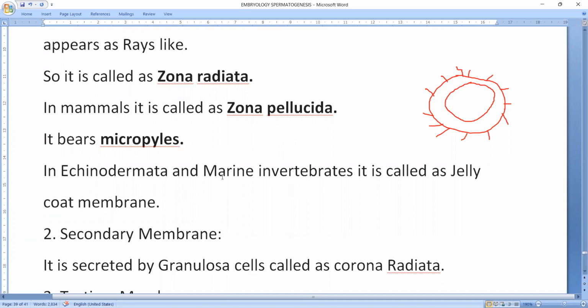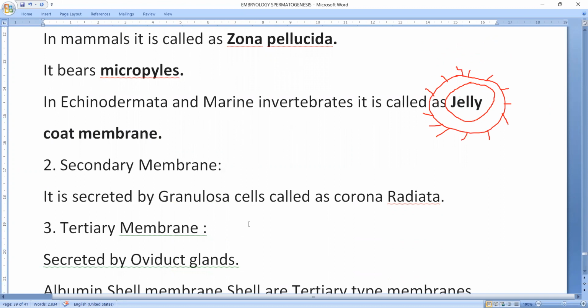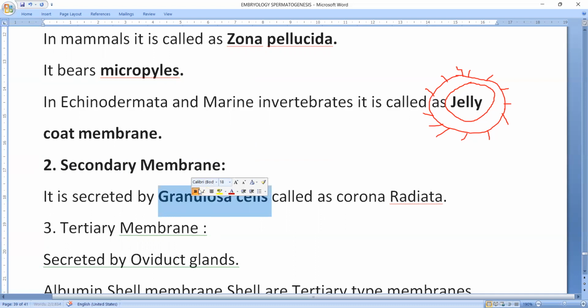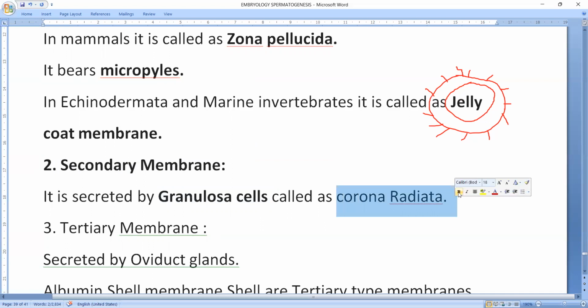In Echinodermata and marine invertebrates, and also frogs, this primary membrane is called the jelly coat membrane. And the secondary membrane we have seen yesterday is secreted by granulosa cells, and it is called corona radiata. We call it corona radiata.